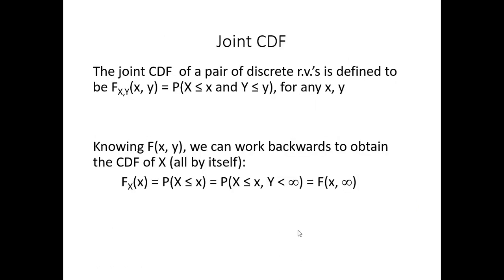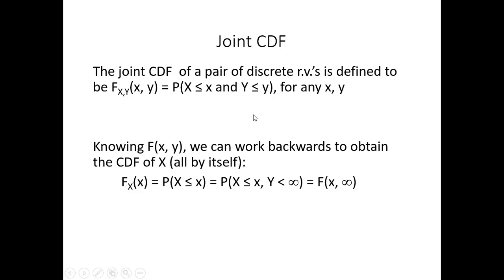Our definition for the joint CDF, remember, that's the cumulative distribution function, is that the joint CDF of a pair of discrete random variables is defined to be, we use the notation capital F again, capital F of x, y. It's the probability of random variable X less than or equal to a value x, and the random variable Y less than or equal to a value y.